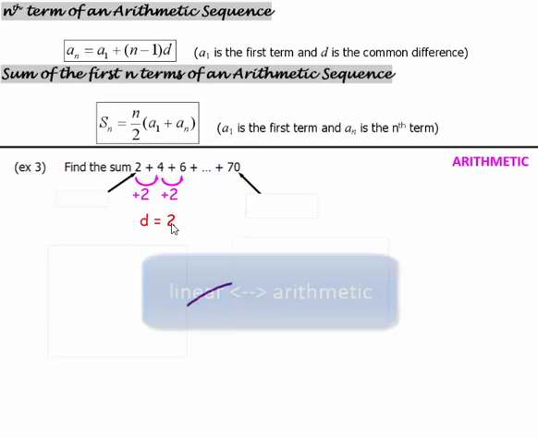Then some other pieces that we'll need: the first term. So the first term is 2, that's a sub 1, and we also have a last term, that's a sub n.